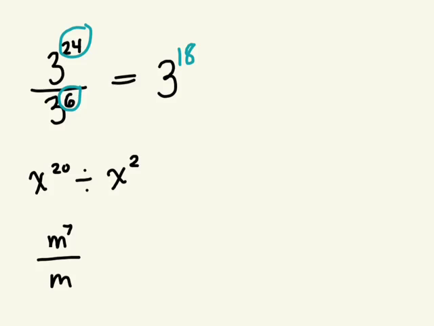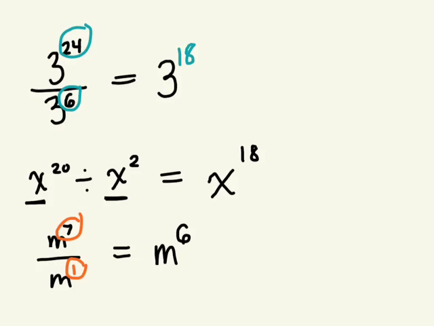B, the second one. X, again, write the base, subtract the exponents. 20 take away 2 is 18. What about the last one? M is the same as m to the power of 1, right? You're writing the base once. 7 take away 1 is 6, so it's m to the power of 6.